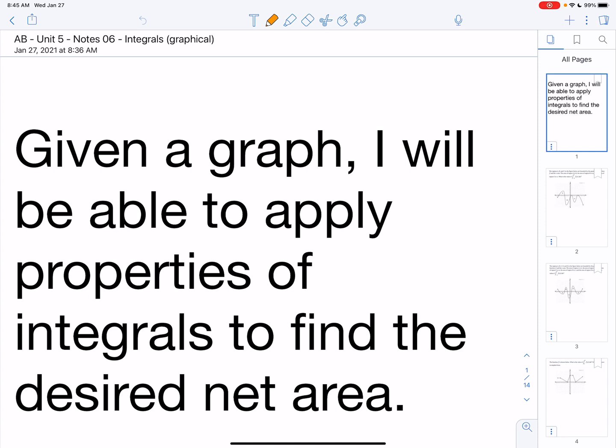Hey guys, this is AB Unit 5 Notes number 6. We are diving again into integrals, but more on the graphical aspect of it, to give you an idea of how it would work graphically. So here we go. Here's our FLT. Now press play when you're ready.